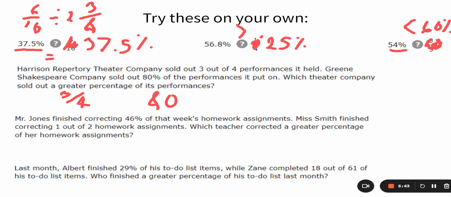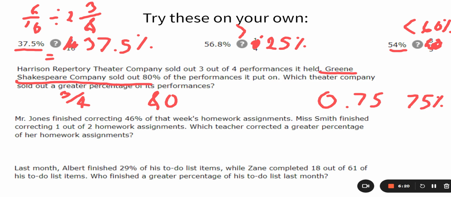Now is where I'm just going to jump ahead, and I'm going to say I'm using my cheat sheet. You should be using your cheat sheet. What is 3/4 as a decimal? I know that 3/4 as a decimal, if I'm looking at my cheat sheet, is 0.75, which is the same thing as 75%. So which theater company sold out a greater percentage of their performances? It turns out it's going to be the Green Shakespeare Company, because they did 80 as opposed to the Harrison Repertory Theater Company, which only did 75%.